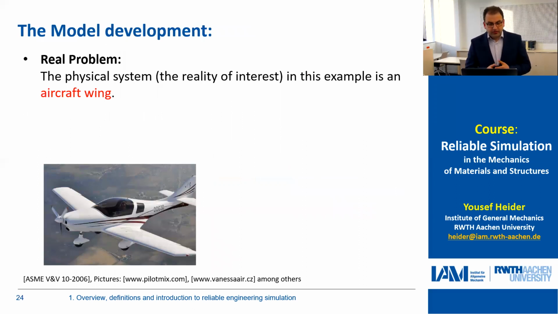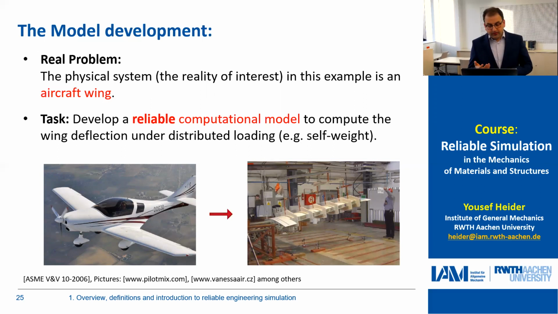Let's take an example. We talked about the board, now we will talk about the aircraft wings. You have this physical system, an airplane, and we are addressing the deflection in aircraft wings. For this, as an engineer, you are asked to develop a reliable computational model to compute the wing deflection under distributed loading, let's say under self-weight. So the airplane is not flying, it's on the ground. And we want to know how much deformation or deflection happens in the wings.